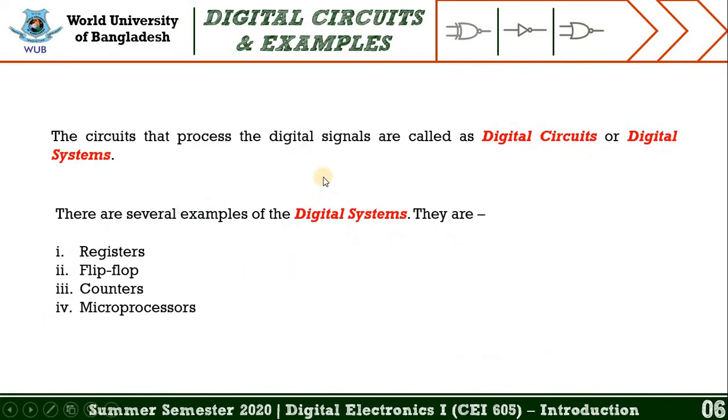From this slide, we came to know what digital circuits are and the examples of these circuits. Well, let's begin with the definition. The circuits that process digital signals are called digital circuits. They are sometimes also known as digital systems. Now come to the example section. There are several examples of digital systems, such as registers, flip-flops, counters, and microprocessors. So let's move into the next slide.